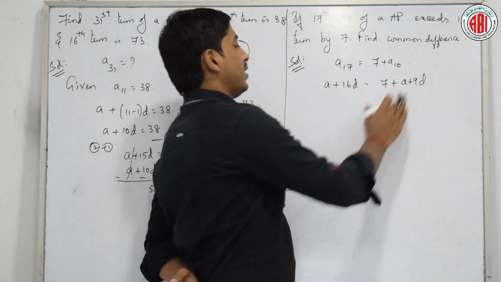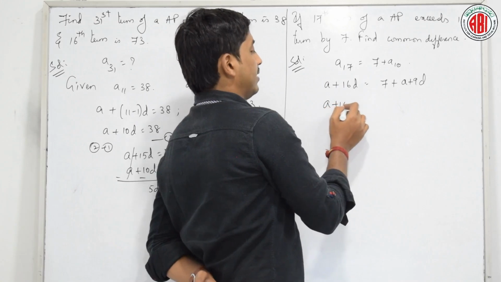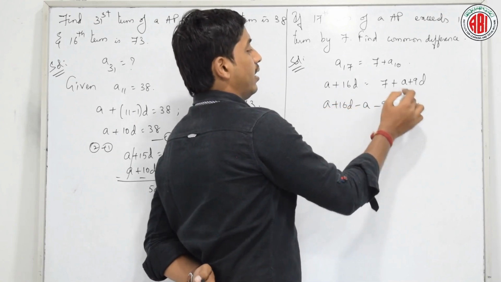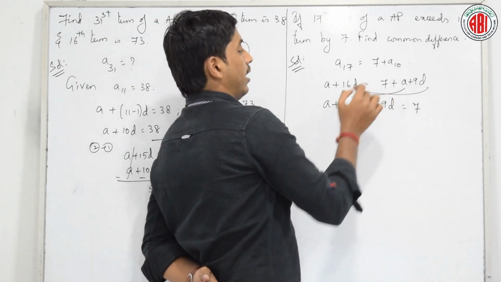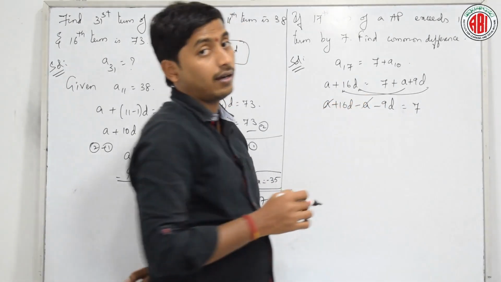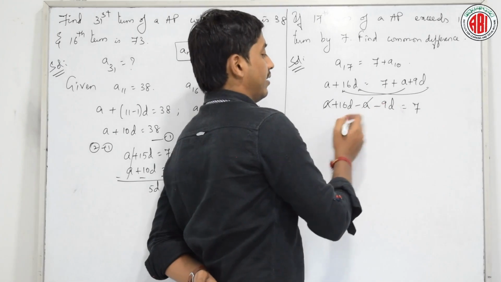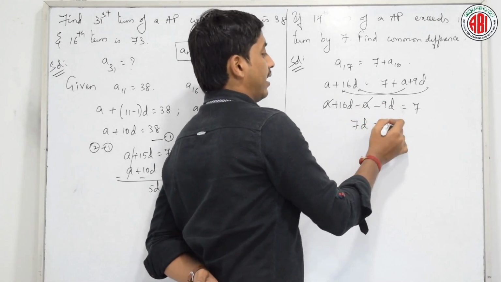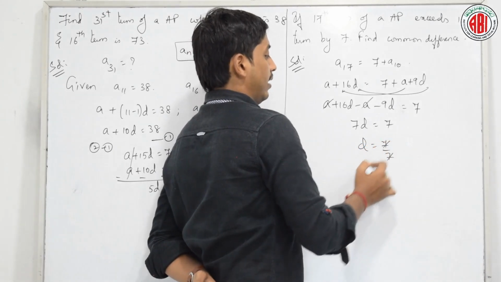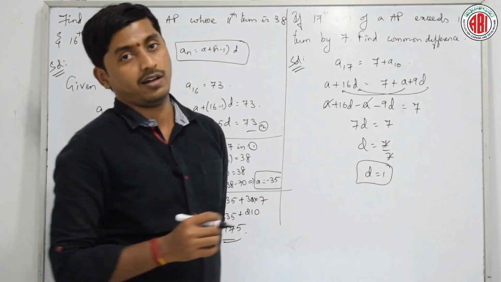Okay, let us bring these variables this side. a plus 16d minus a minus 9d equal to 7. We have brought this a and 9d this side. Now here a got cancelled, right? And 16d minus 9d, how much is it? That is 7d, that is 7. d is equal to 7 by 7. The value of d, which is the common difference, that is 1.